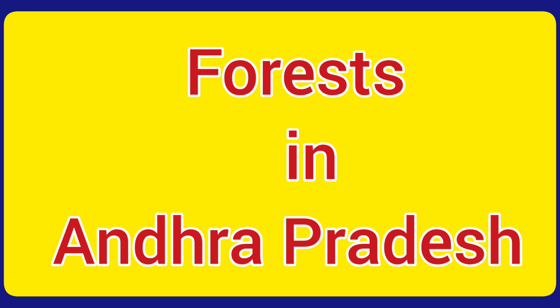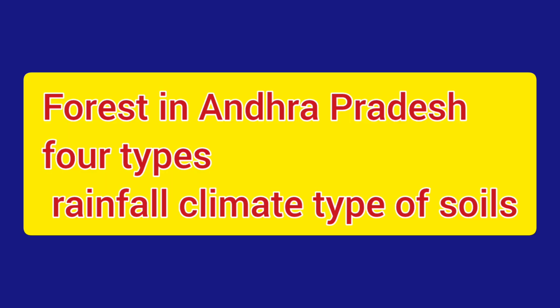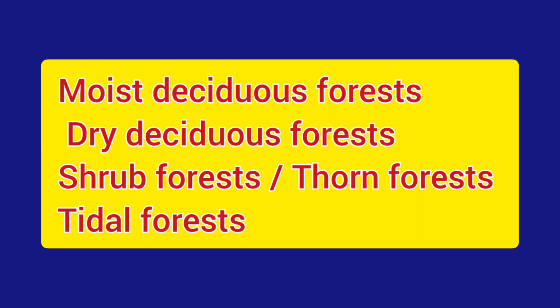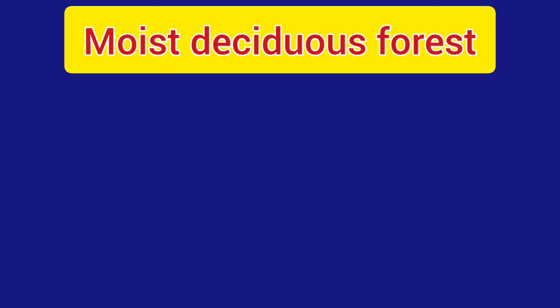Forests in Andhra Pradesh. Forests in Andhra Pradesh are mainly divided into four types based on rainfall, climate, and types of soil. They are four types: moist deciduous forests, dry deciduous forests, shrub forests or thorn forests, tidal forests. First one is moist deciduous forests.